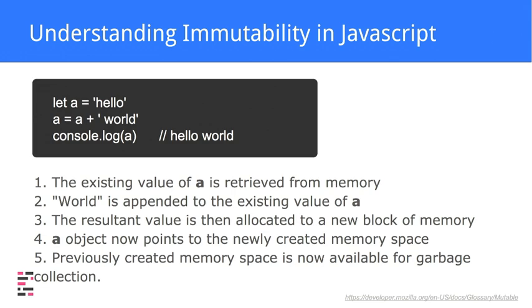What's happening under the hood here? When we take a, the existing value of a is retrieved from memory. World is appended to that existing value of a. Then that resultant value, which is hello world, is allocated to a new block of memory. And a now points to the newly created memory space, and the previously created memory space, what a was up here, is now available for garbage collection. That's what's happening underneath the hood.